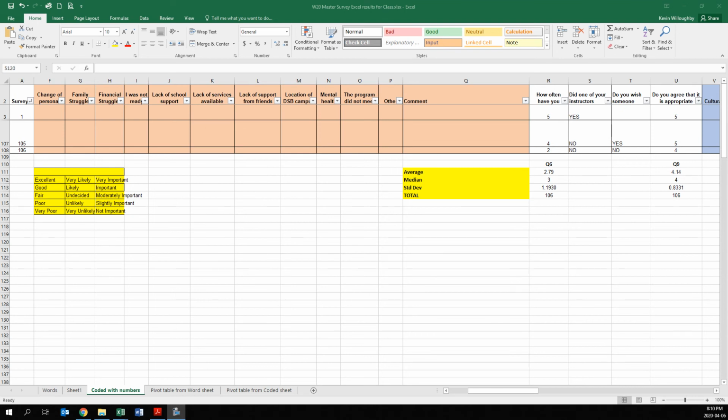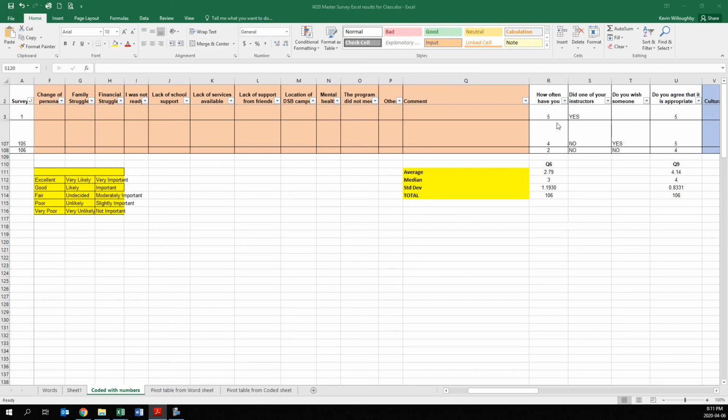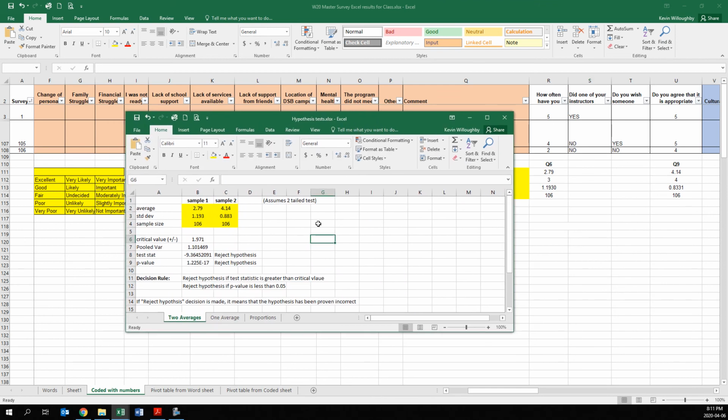Of course, question 6: how often have you experienced academic struggles as a student, versus do you agree that it's appropriate for instructors to discuss your course progress with each other? So these are Likert scale questions. We've coded them as numbers, 5 representing either strongly agree or always, and lower values representing either strongly disagree or rarely or never. So this is a special type of hypothesis test. It's called a two-tailed t-test.